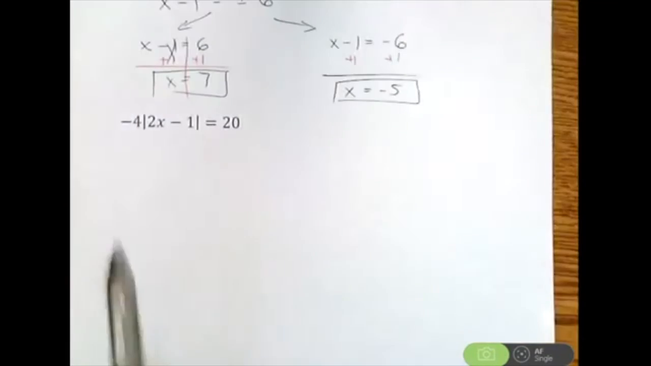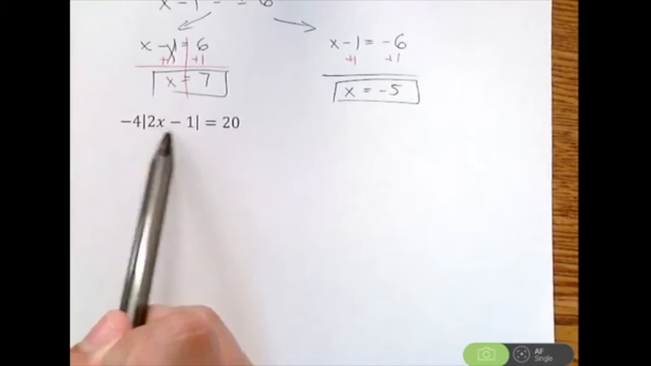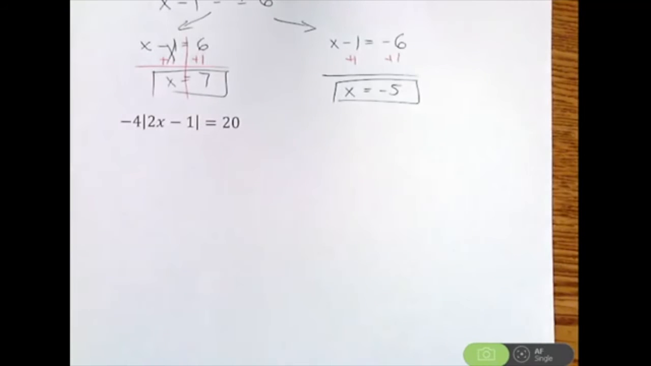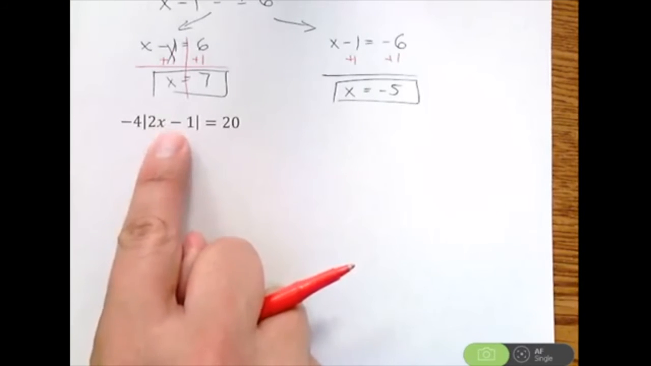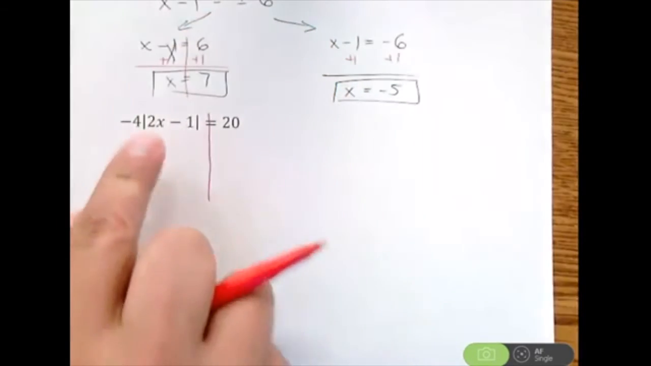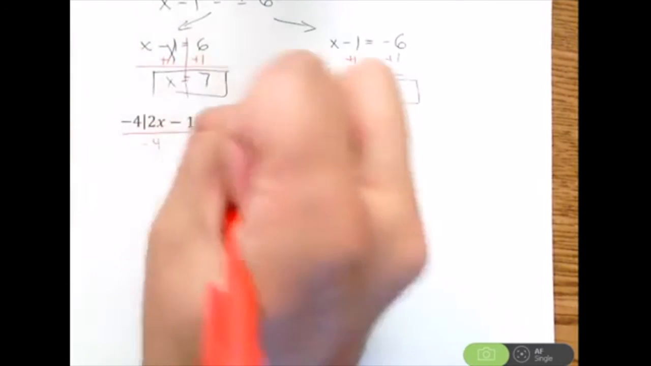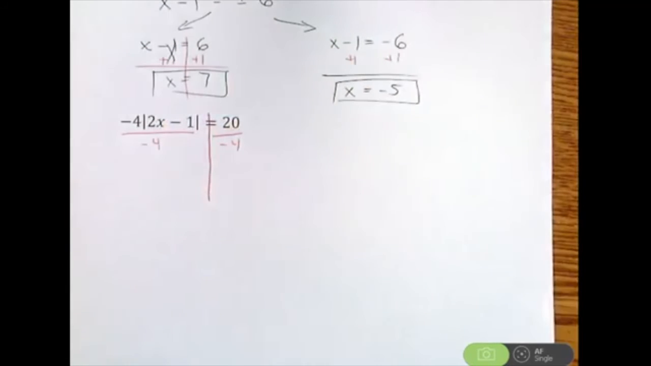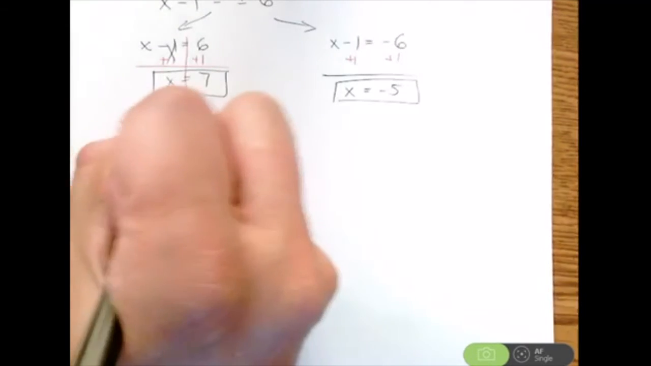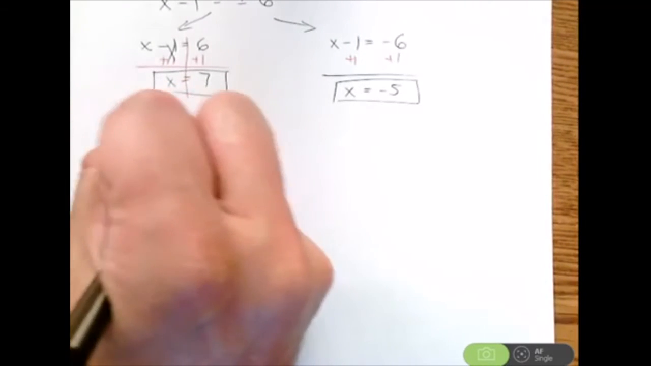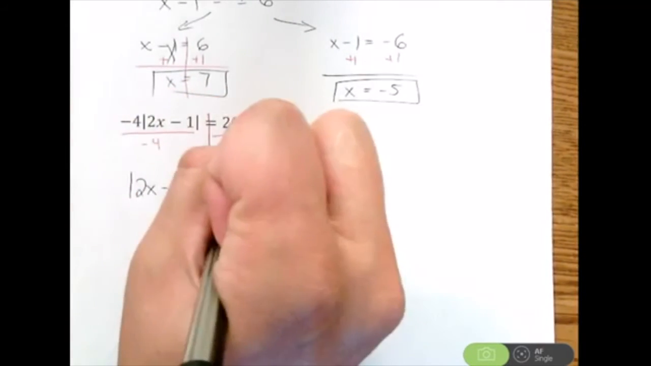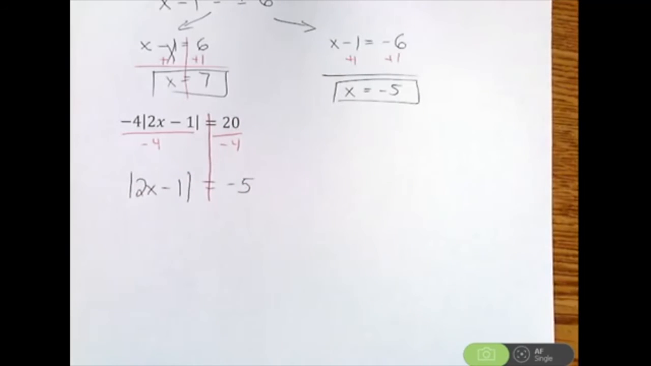On the bottom one, I have negative 4 times absolute value of 2x minus 1 equals 20. So order of operations backwards. Can't touch the 2 or the 1 on the inside yet. Got to get rid of the 4 on the outside. That is being multiplied, so the opposite of multiplication by negative 4 is divide each side by negative 4. That will give me an absolute value of 2x minus 1 equals negative 5.